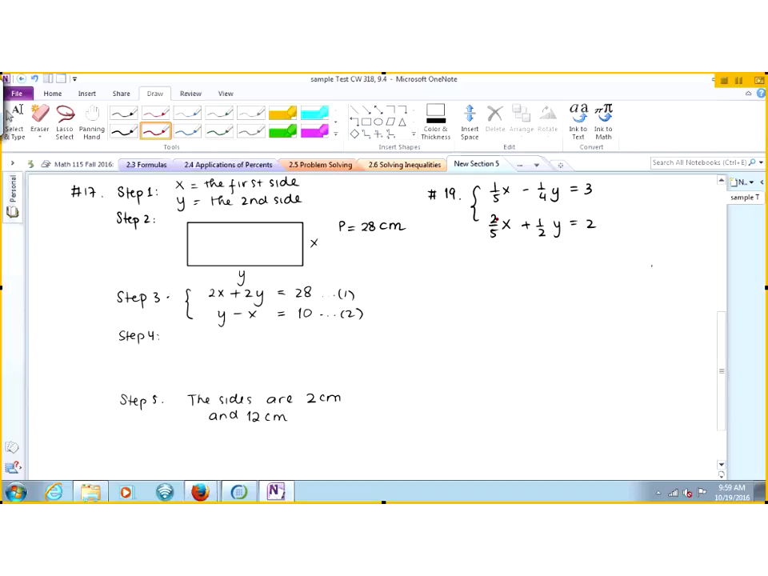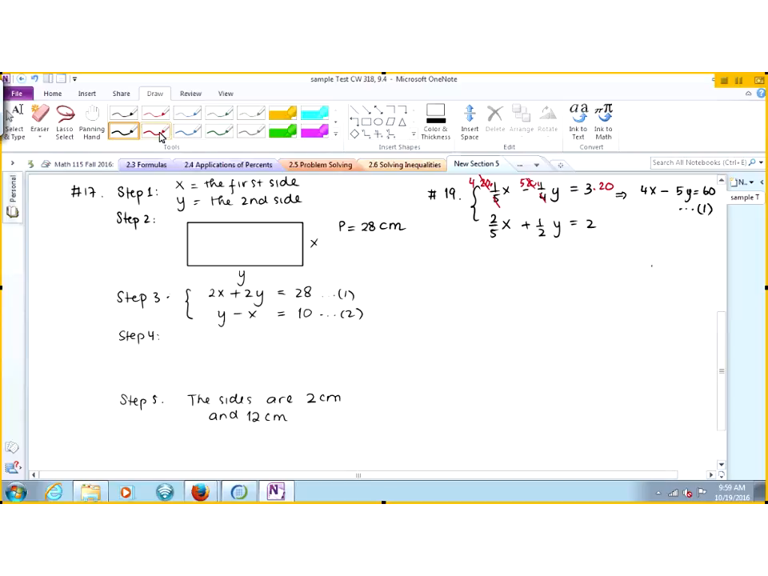So number 19, what should we do here? Cancel the fraction? Yes. So 20, 20, 20. Okay, good. So LCD, right? 20 divided by 5 is 4. 20 divided by 4 is 5, times 20. So what do we have after I cancel the fraction? 4x minus 5y is equal to 60. And this is equation 1.